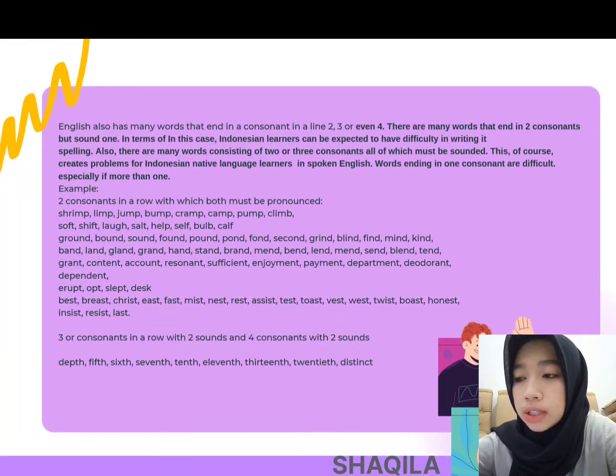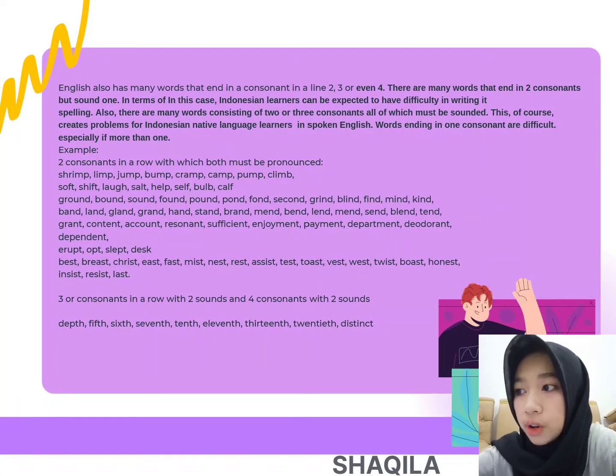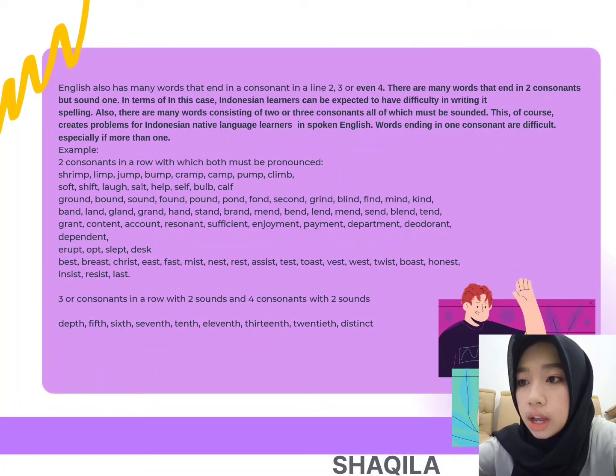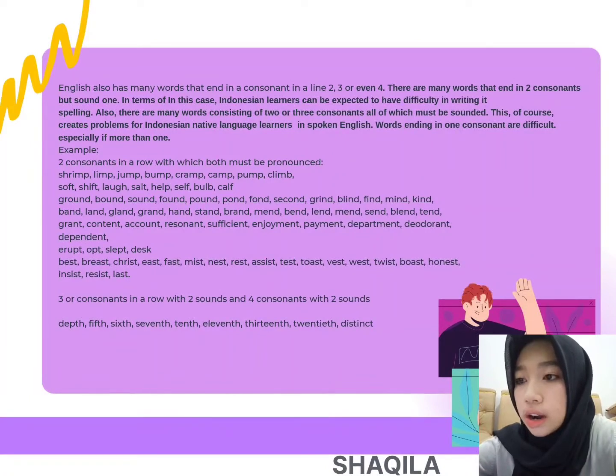English also has many words that end in a consonant cluster of two, three, or even four. There are many words that end in two consonants that both count. In this case, Indonesian learners can be expected to have difficulty in writing and spelling. Also, there are many words consisting of two or three consonants, all of which must be sounded. This, of course, creates problems for Indonesian native-language learners in spoken English.